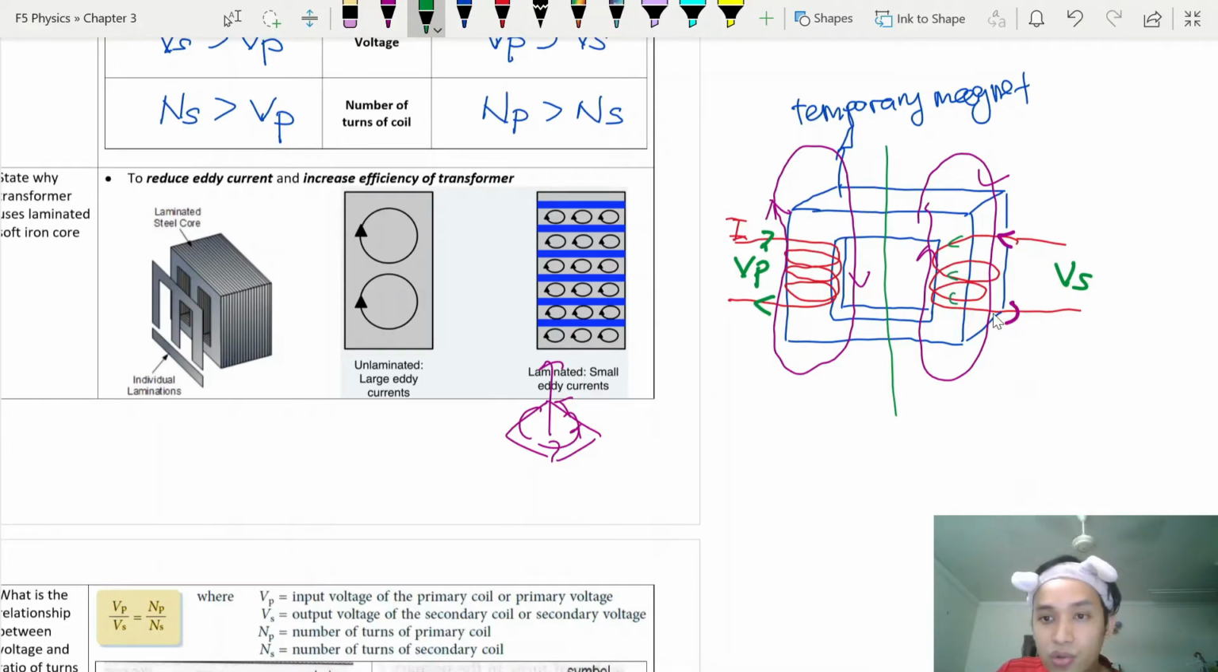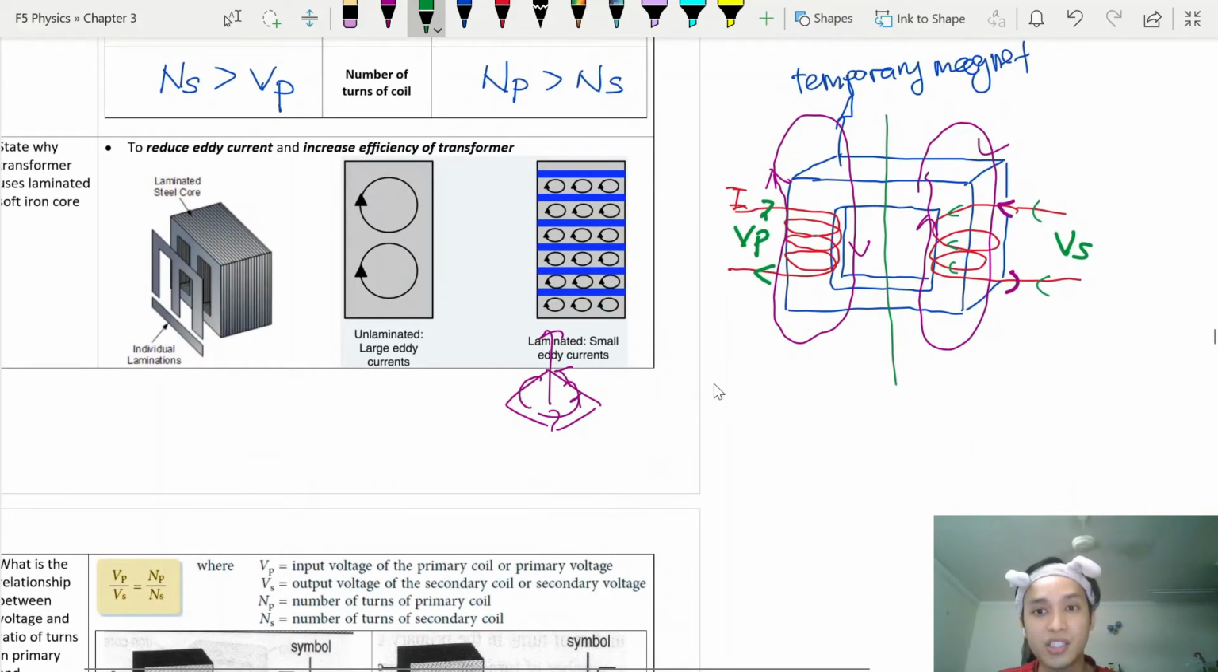Okay, so you are going to produce the induced current. That's why we say that a transformer functions through electromagnetic induction. Okay, so that's how a transformer works, through electromagnetic induction.